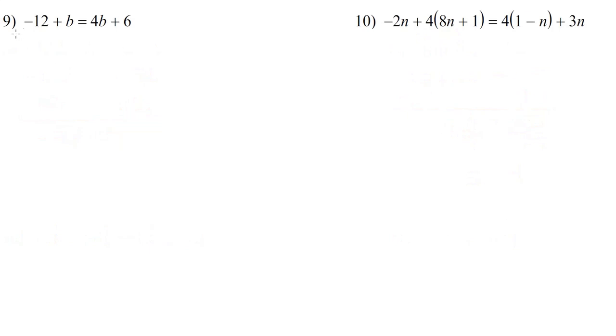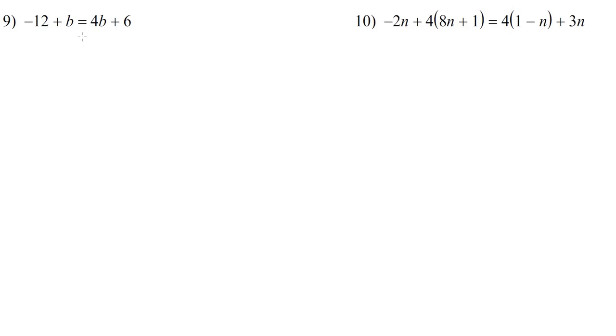On to number 9. Negative 12 plus b equals 4b plus 6. So now this is an equation with variables on both sides. We have 1b on the left and 4b on the right. These cannot be combined because they are not on the same side of the equation. Remember that the equal sign is always the middle of every equation. So now we need to get rid of one of these.